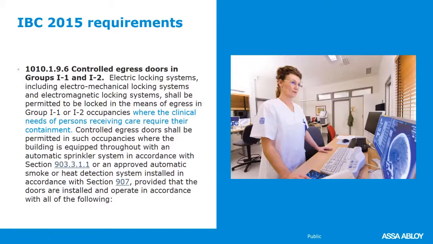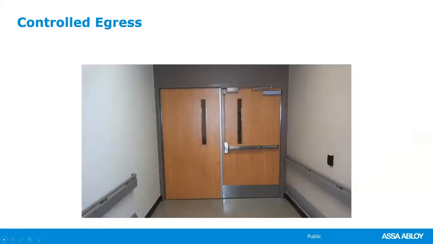It goes on to say that controlled egress doors shall be permitted in occupancies where the building is equipped with an automatic sprinkler system or an automatic smoke or heat detection system. And all hospitals, all I2 new construction by IBC requirements must be fully sprinklered anyway. And all of the following criteria must be met.